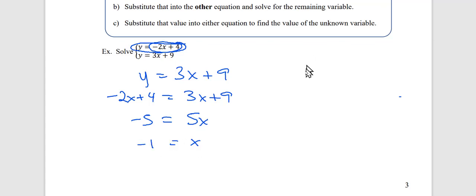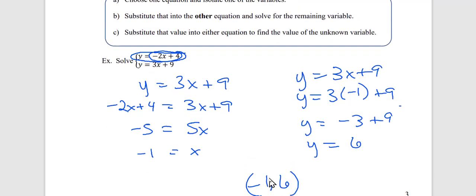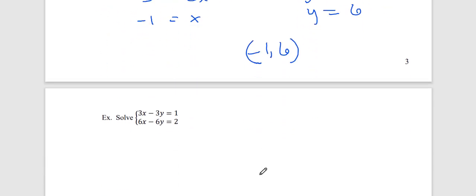And then pick either equation, it doesn't matter which one, and put the -1 in it. I just picked the second one because it didn't already have a negative in it, but it doesn't matter. You get y equals 6. -1, 6. Same thing we got when we looked at them graphically. That's the exact same system that we saw in our first graphing example.